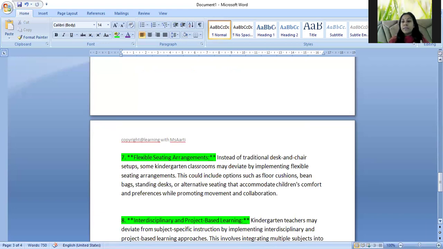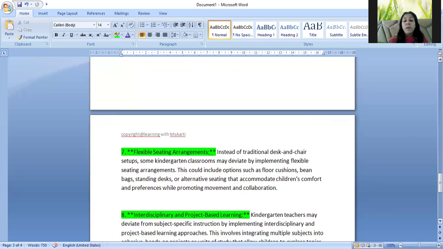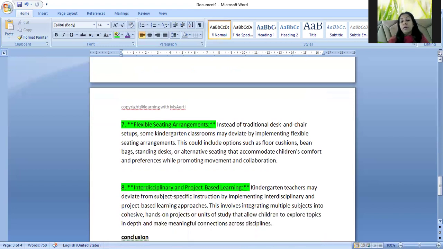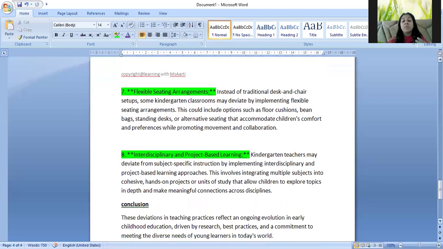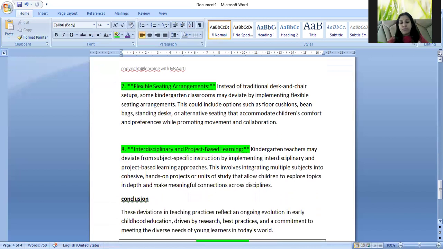Such flexible sitting arrangements will definitely reflect goodness in your learning objective. Next is interdisciplinary and project-based learning. Project-based learning, CPP is already there on the channel, so you can check that out as well.